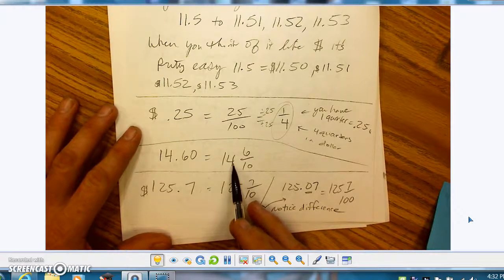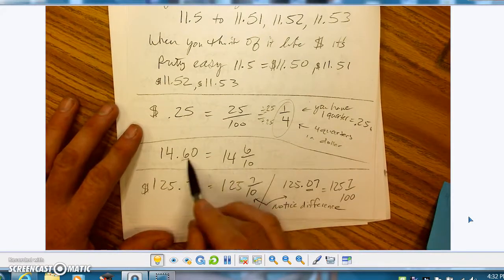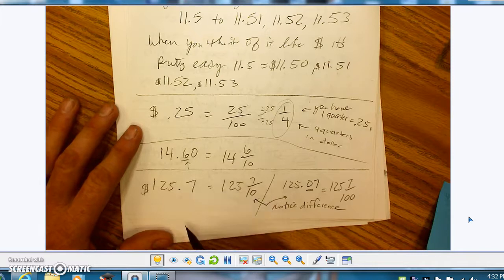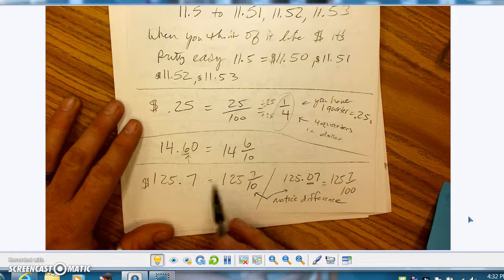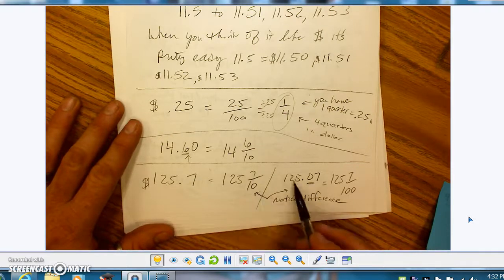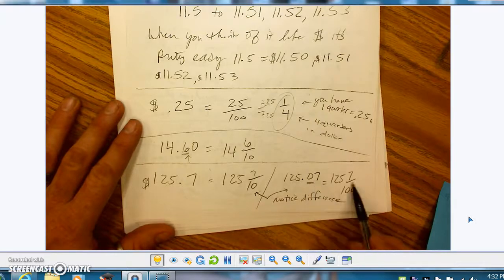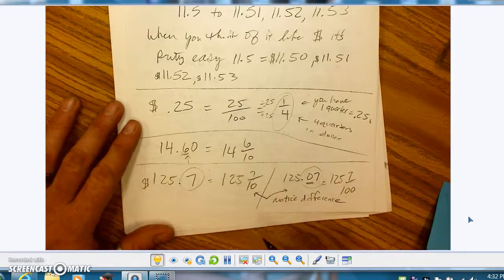14.60 is the same as saying 14 and 6 tenths. This is my tenths place. 125.7 is 125 and 7 tenths. And this is 125 and 7 hundredths. Notice the difference. This is pennies. This is dimes.